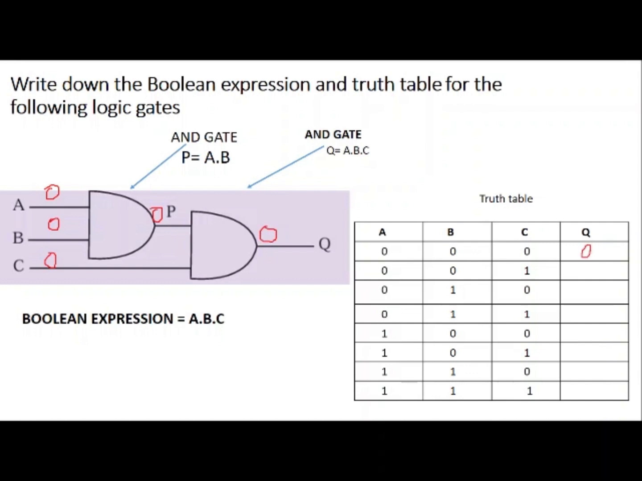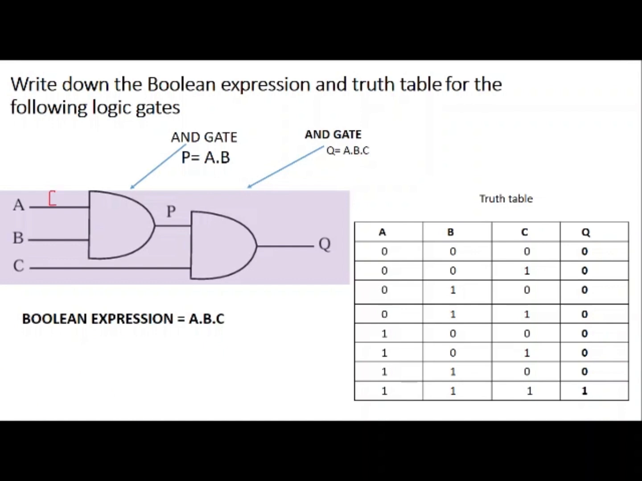Now you all try to pause the video and fill these values. Okay, let's now try to figure out how we got the other values. A is 0 and here B is also 0 and C is 1. 0, 0 would result in 0 as an AND gate. For an AND gate, all the inputs should be 1 to get the output as 1. So here all the inputs are not 1, so here also it would be 0. So the second value is 0.